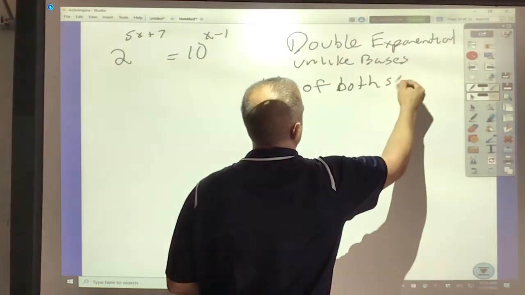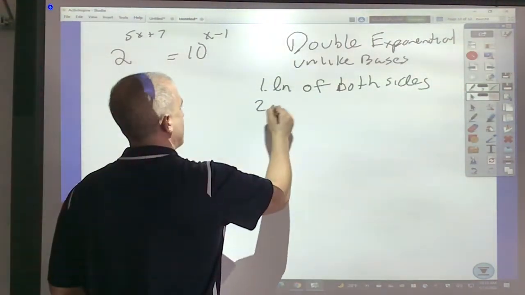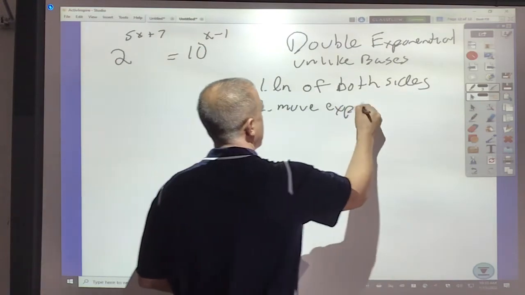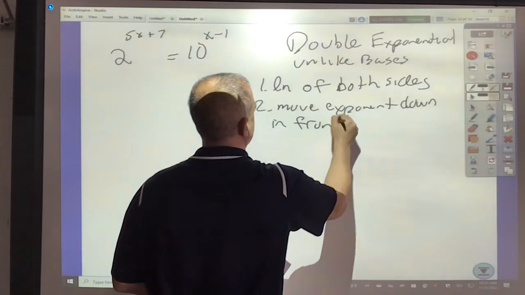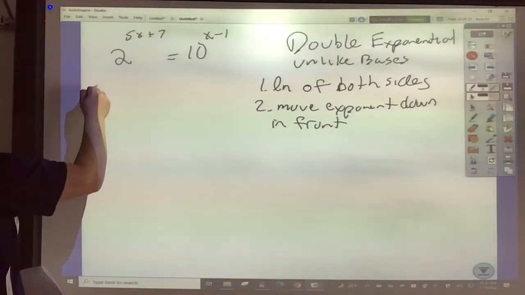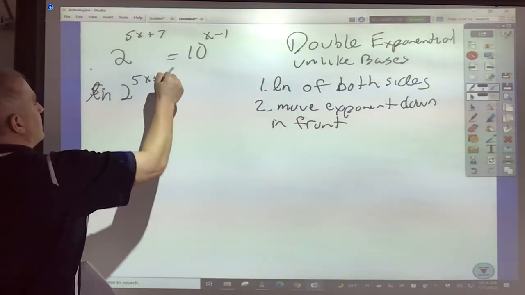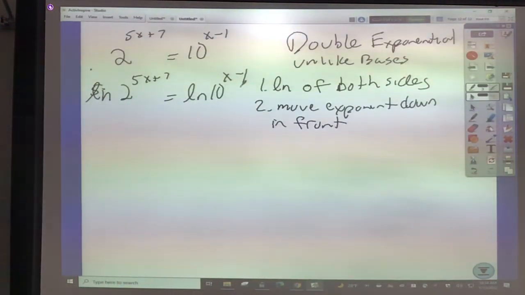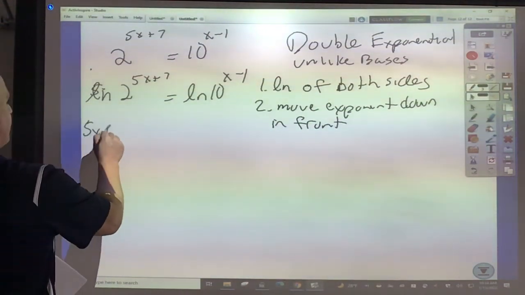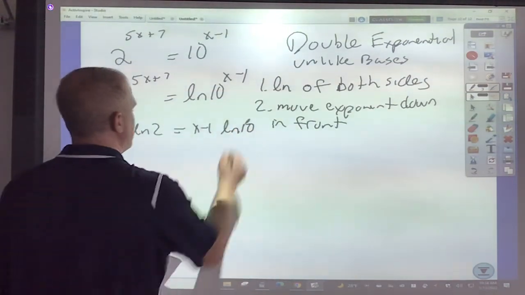It's a little bit different of a process. Okay, so I want to take the natural log of both sides. I want to move the exponent down in front. So what's going to happen is I'm going to take the natural log of this and the natural log of this, okay? And so what happens there, that's going to be 5x plus 7, natural log of 2. This is going to be x minus 1, natural log of 10, okay?